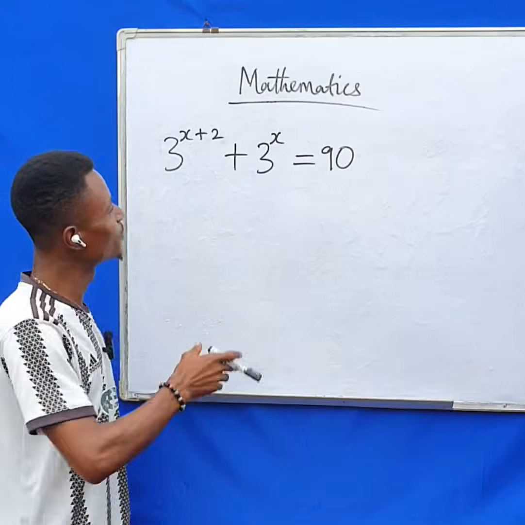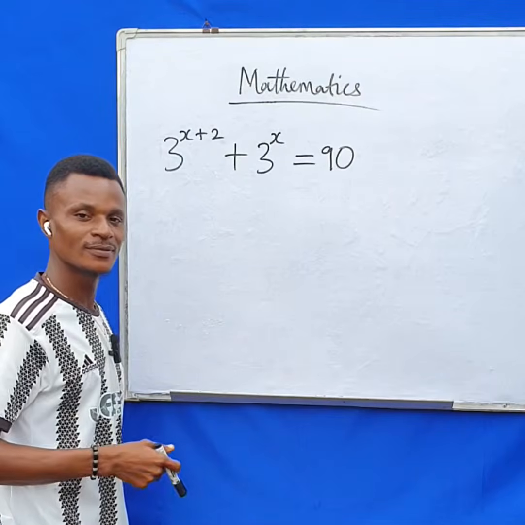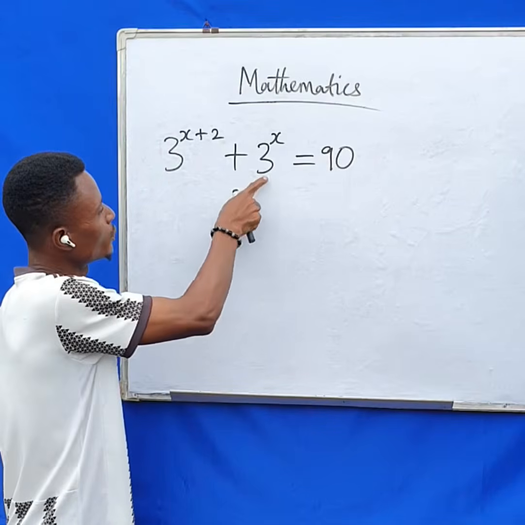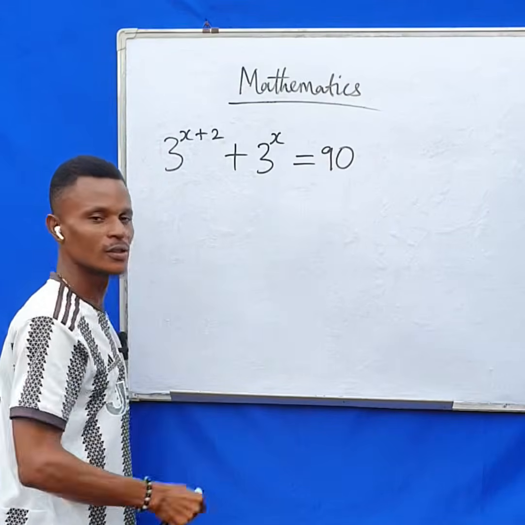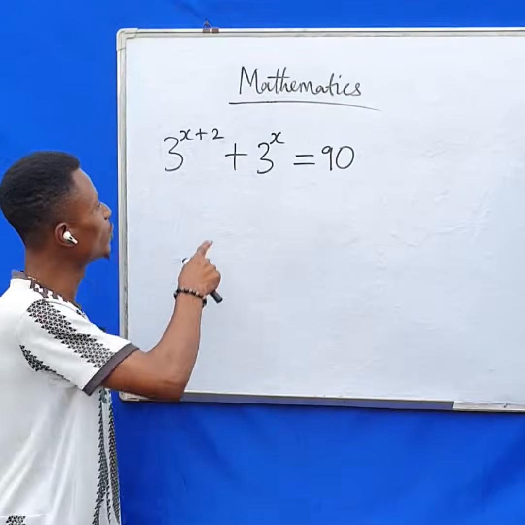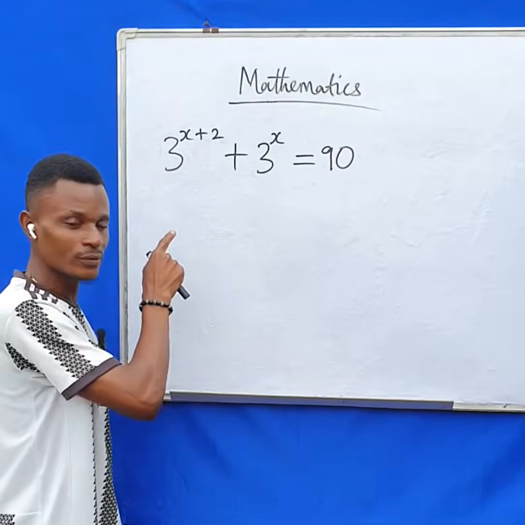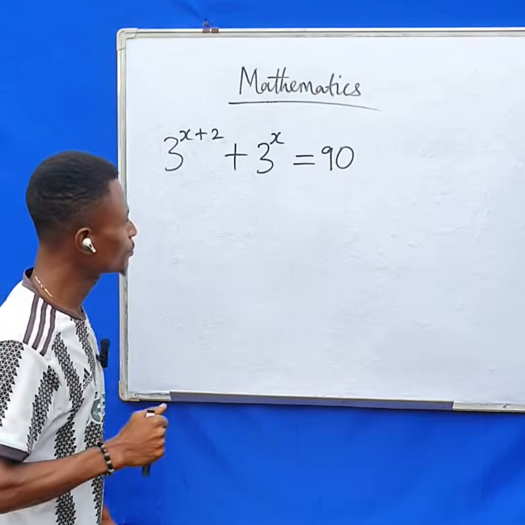Let me show you how to solve this kind of math question. We are given 3 raised to the power of x+2 plus 3 raised to the power of x equal to 90, and we're expected to find the value of x. Anytime you come across this kind of question, this is what you need to do.